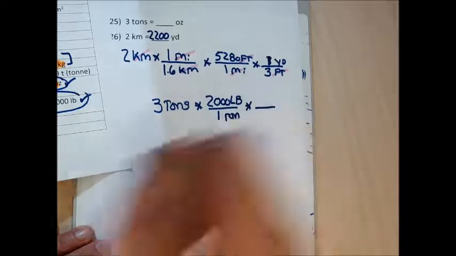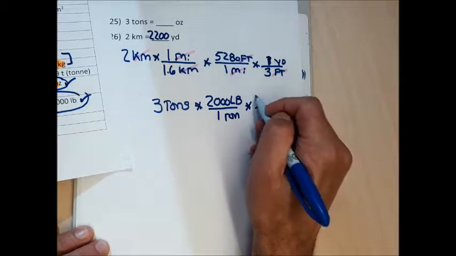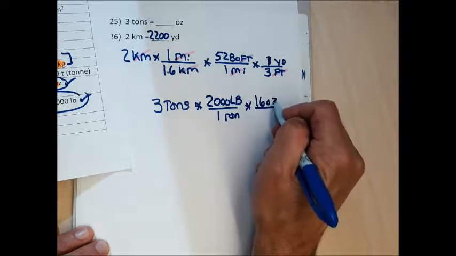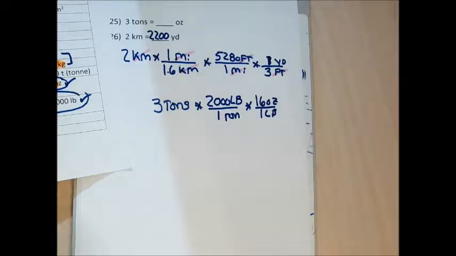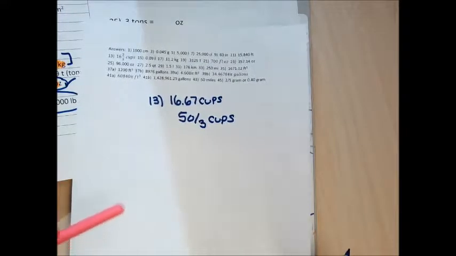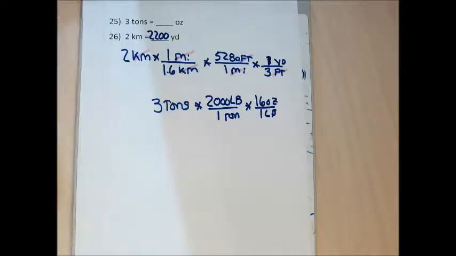And then to go into ounces, I'm going to use 16 ounces as 1 pound. And if you multiply those numbers together, I hope like heck on problem 25, you get 96,000 for your ounces.